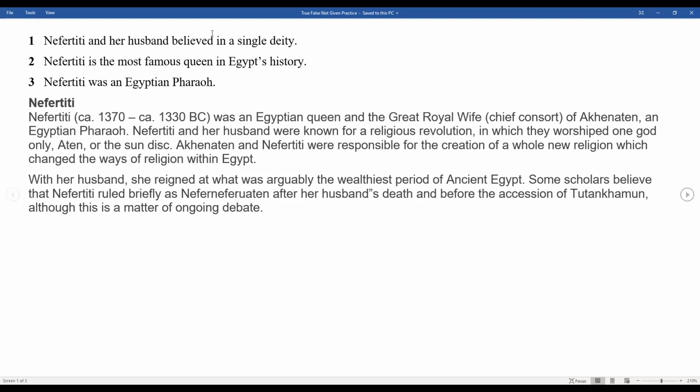Now, read the first statement given here and try to find out if this given statement is true or not. It's true. So where is the answer? Where it says in which they worship one God only. So that's single deity and that's one God. Okay, what about the second statement? Given. Not given.